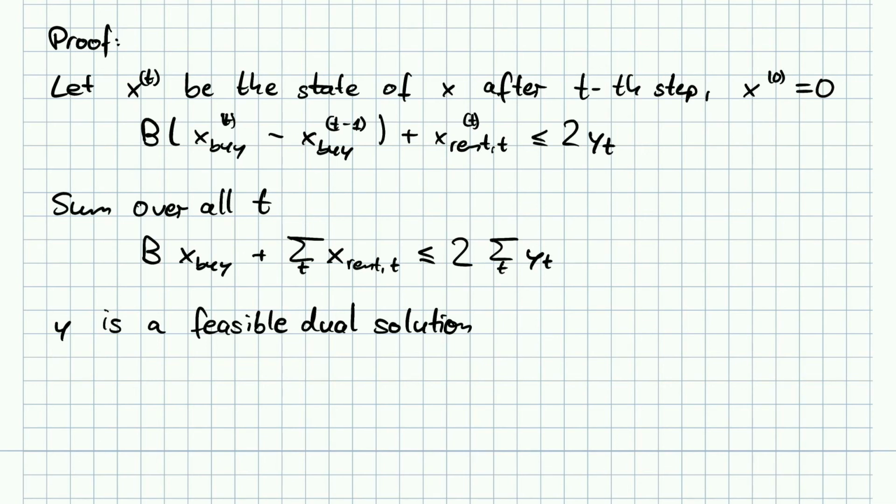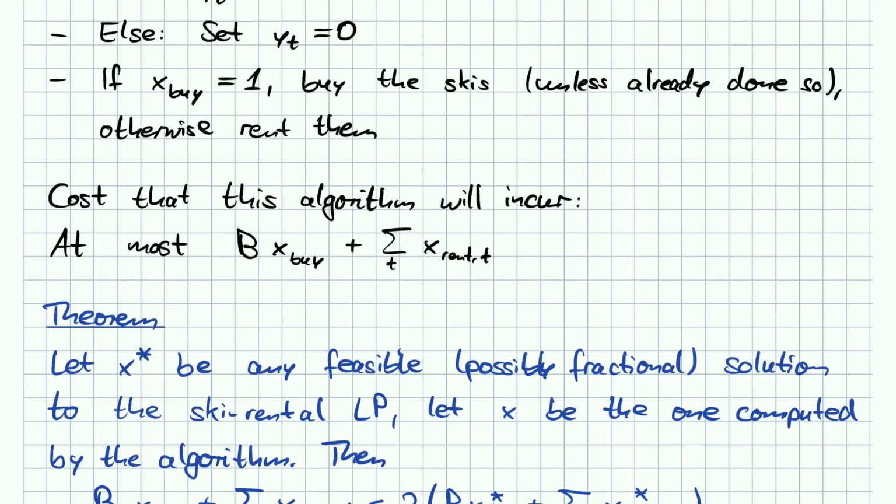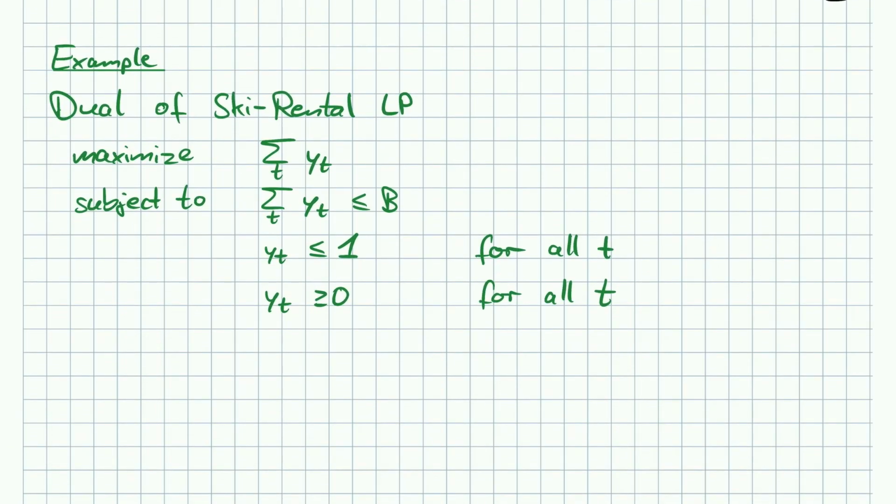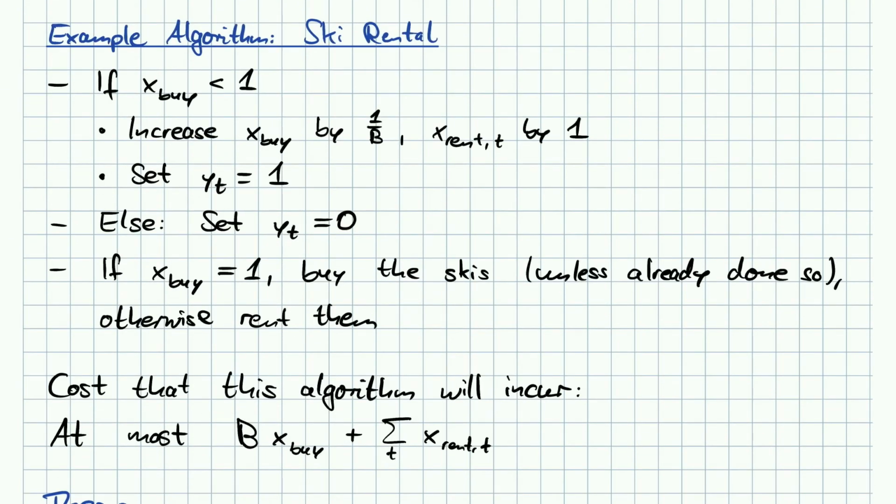Why that? Maybe let's quickly go back to the dual of the ski rental LP. What do we have to have? These yt should add up to no more than b, and each of them should be no more than 1. So if we go back to our algorithm, then what will we see?